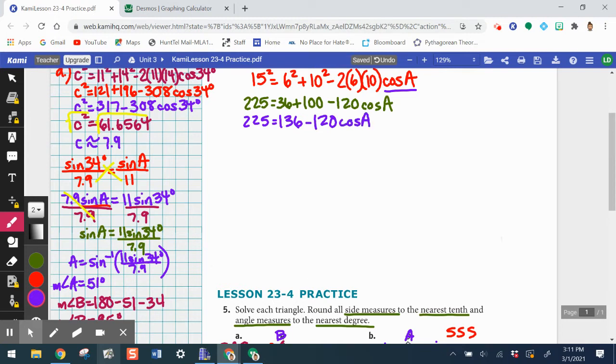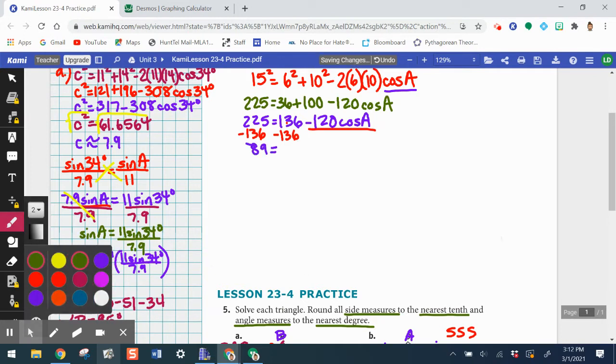Remember, this is technically 136 minus 120 times the cosine of A, or another way to look at it is negative 120 times the cosine of A. So we are going to start by getting this term by itself by removing the 136 that is technically being added to this side because it's a positive 136. So we're going to subtract 136 from both sides. And so 225 minus 136 is none other than 89. Of course, I'll show that it cancels. So we have negative 89 equals negative 120 times the cosine of A.